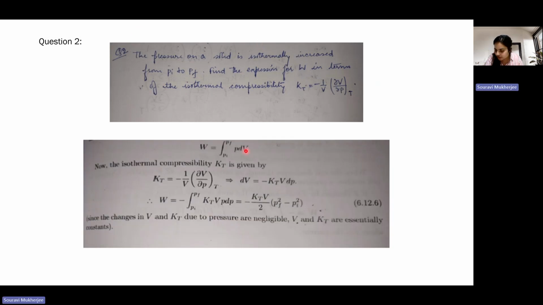So that means if this is your expression for work done, you go from Pi to Pf, okay? So minus 1 by V del V del P at constant temperature, kT. So then you do dV equal to minus kT V dP, okay? You have just written dV in terms of dP, V and kT, right? And then you do an integration from Pi to Pf. So this is the form.